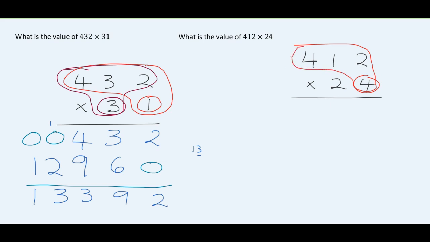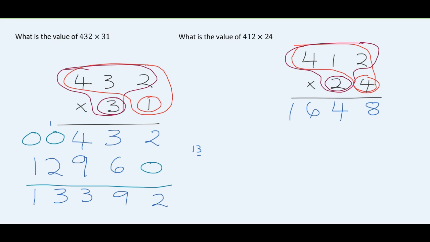So we have 2 times 4, we have 8. 1 times 4, we have 4. 4 times 4, we have 16. Next, we go to the second number, or the number on the left hand side of the 4 on the bottom column. And now we're going to multiply the number at the top by the number at the bottom.